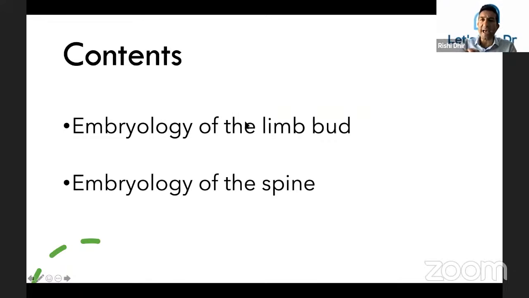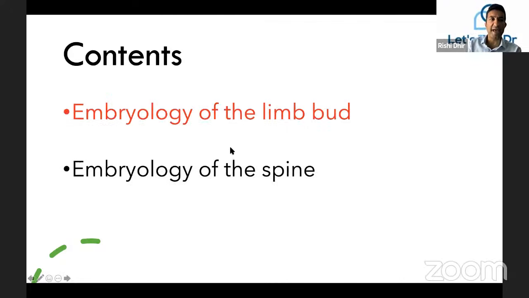So when I talk about embryology, guys, for the exam, please keep it as simple as you possibly can. They are looking at clinical application. They're not looking for lots of minutiae. So it's just good to have a reasonable breadth of knowledge, okay? And I break it up into two main parts: embryology of the limb bud and embryology of the spine, okay?